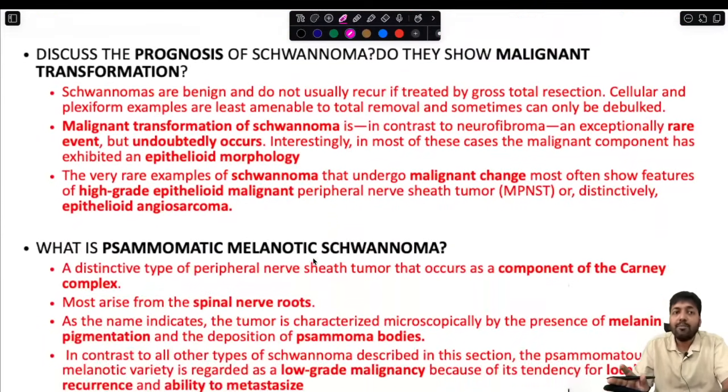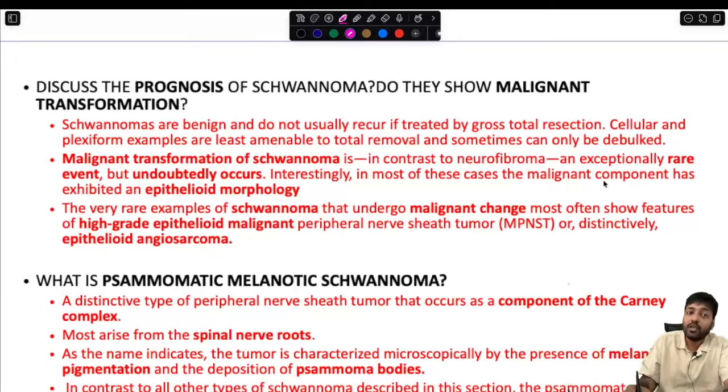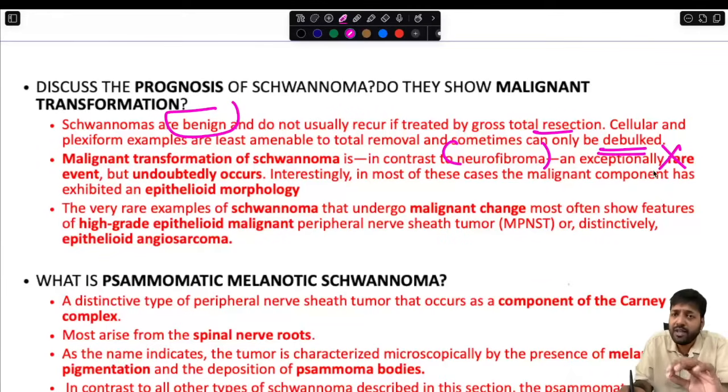Now discuss the prognosis of schwannoma. Do they show malignant transformation? Schwannomas are benign and they do not usually recur if treated by gross total resection. Cellular and plexiform examples are least amenable to total removal and sometimes can only be debulked. Malignant transformation of schwannoma, in contrast to neurofibroma, is very rare, but undoubtedly it does occur.